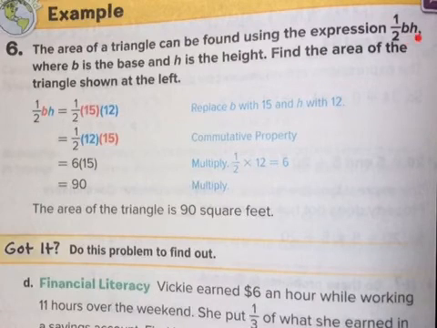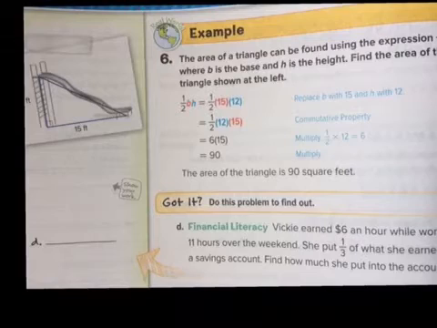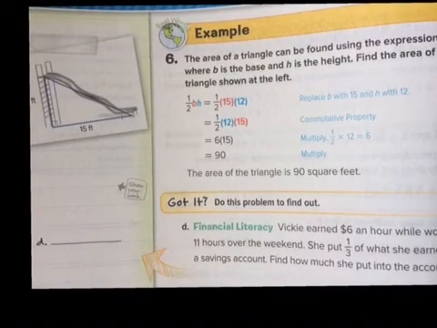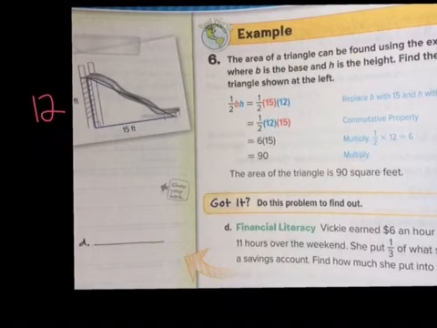For example 6, now we're going to take this and apply it to algebra, and you can see that we're using variables, okay? The area of a triangle can be found by using the expression half base times height. We know this, right? Half the base times the height. Where B is base and H is height, find the area of the triangle shown at the left. So half the base times the height. Half the base, oh, I missed the picture there. Okay, so it's 12 feet.